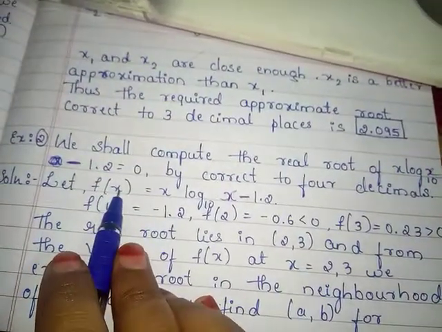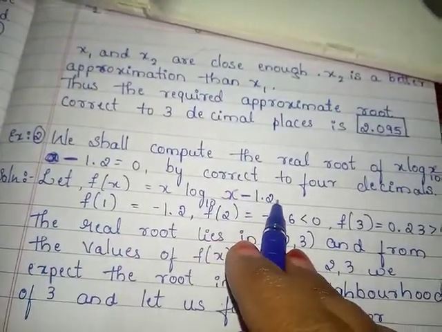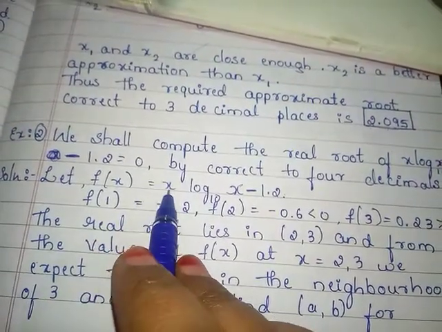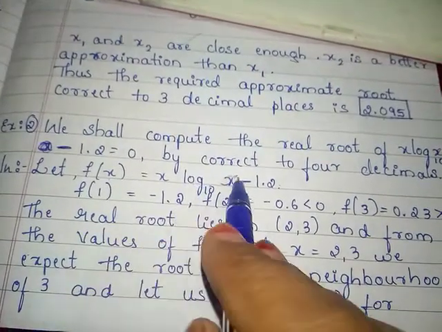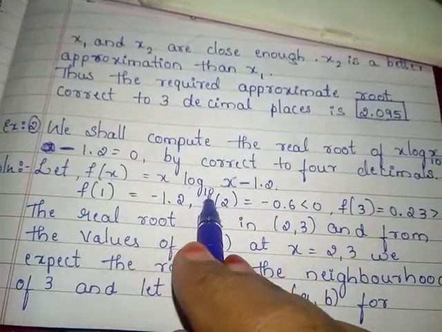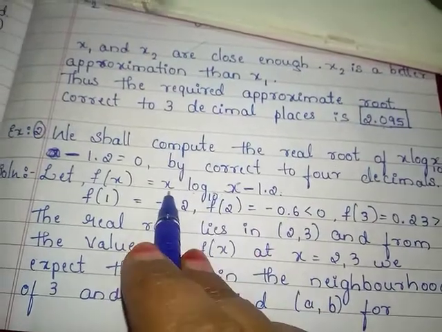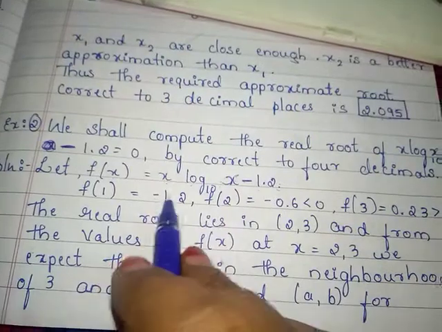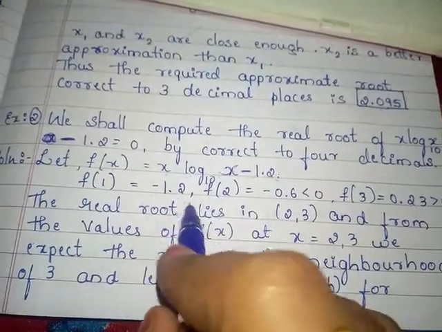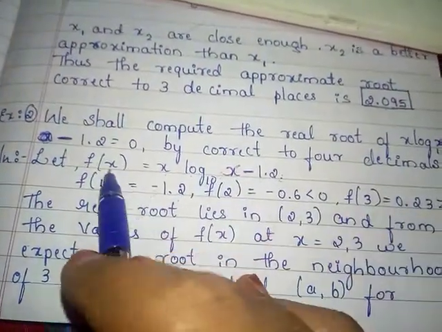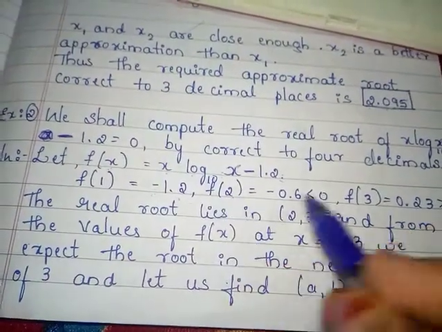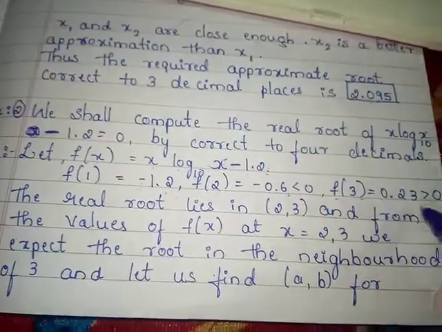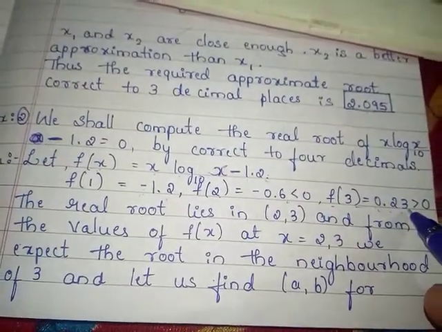Substitute x is equal to 0, we get minus 1.2. When we substitute x is equal to 1, log 1 to the base 10 is 0, so x into 0 is again 0, minus 1.2, remaining is only minus 1.2. So f of 1 is equal to minus 1.2. Substituting x is 2, we get f of 2 is equal to minus 0.6, and f of 3 is equal to plus 0.23.